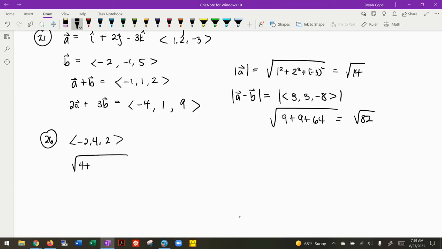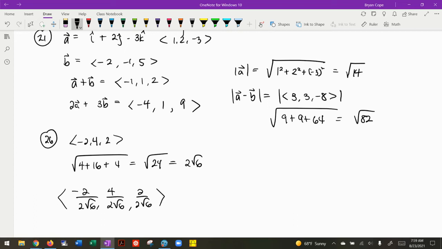So the square root of 4 plus 16 plus 4 gives us root 24, or 2 root 6. So our unit vector would be -2 over 2 root 6, 4 over 2 root 6, and 2 over 2 root 6. That's a unit vector in the same direction as the original. Let's simplify that to be -1 over root 6, 2 over root 6, and 1 over root 6. Then to have that vector be a length 6, we'll multiply this vector by 6. So our answer is -6 over root 6, 12 over root 6, and 6 over root 6.